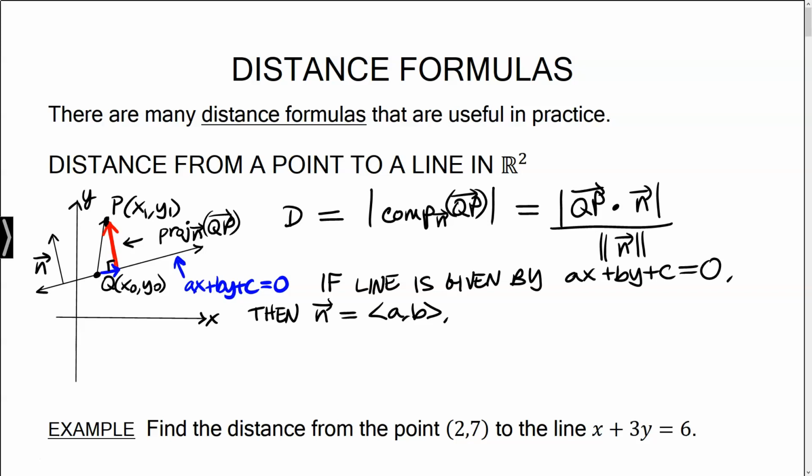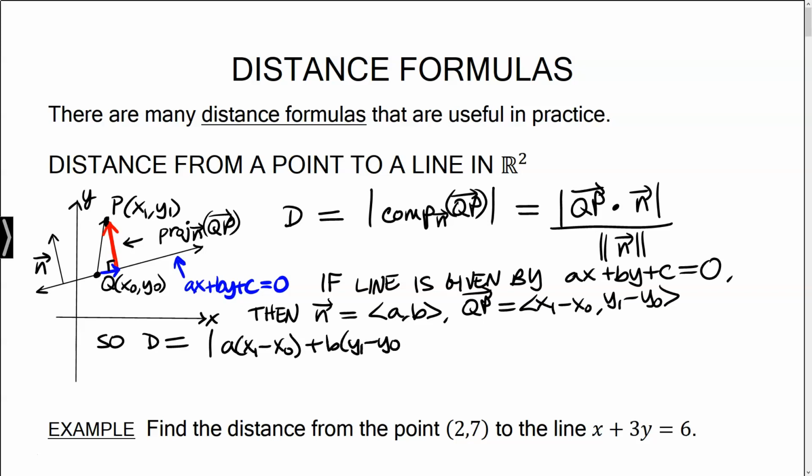And we can take QP, we can just figure this directly. So QP is given by the vector, since it's a vector from Q to P, x1 minus x0, y1 minus y0. And now we can substitute in and see what we get. So we get that the distance is, if we dot QP with n, the absolute value of a times (x1 minus x0) plus b times (y1 minus y0), and this is all going to be over the norm of n, which is the square root of a squared plus b squared.